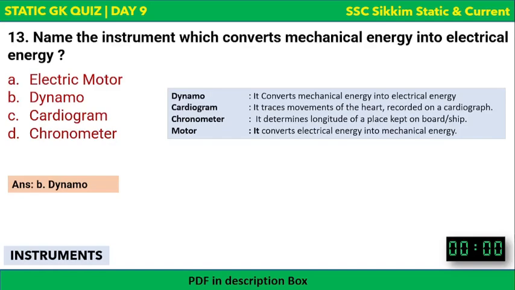Okay, so dynamo is the instrument which converts mechanical into electrical energy, and motor, just like in electric fans, right? So it is the instrument which converts electrical energy into mechanical energy, so vice versa. Like this, dynamo and motor are the opposite ones. So this is it. Let's go to the next question.